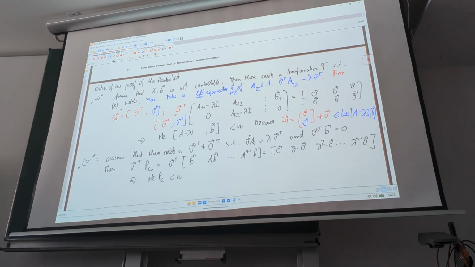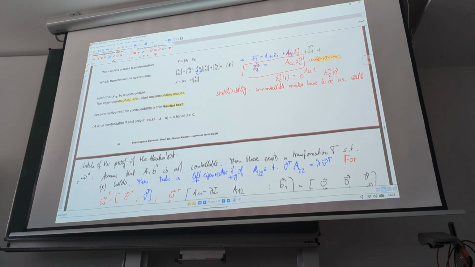That would be just a sketch of the proof of why this Hautus test is an equivalent formulation for controllability, an equivalent check to the rank condition of the Kalman controllability matrix. It basically uses this transformation where you can see the outcomes. All right so far? Or any questions?